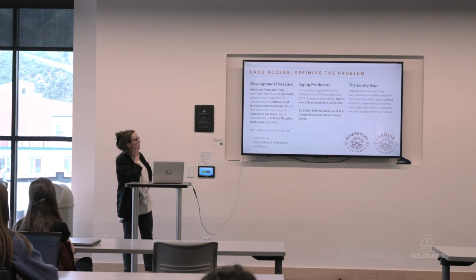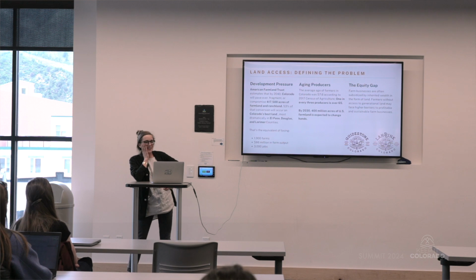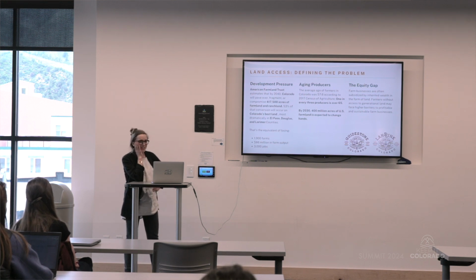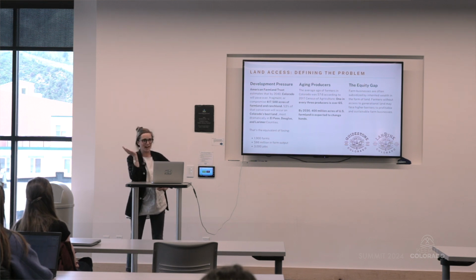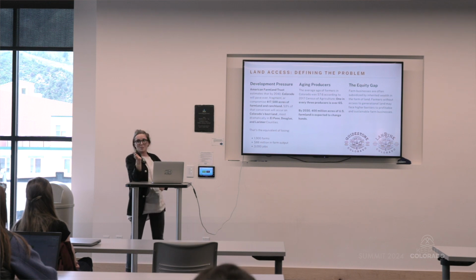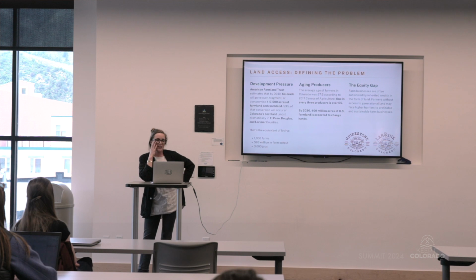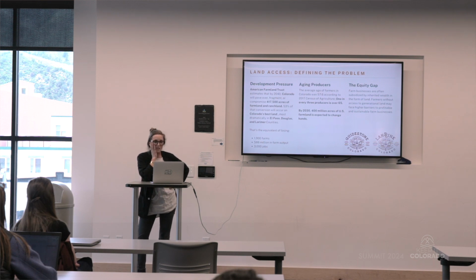Another piece of the problem: the average age of farmers in Colorado is around retirement age, 58 years old. 1 in every 3 producers is over the age of 65. So as producers retire and transition out of production, all that land is going to need a new generation of stewards. By 2030, 400 million acres of farmland across the US is expected to change hands.